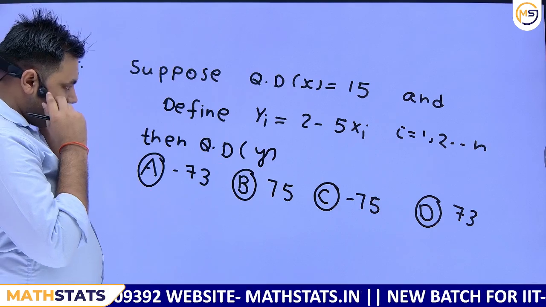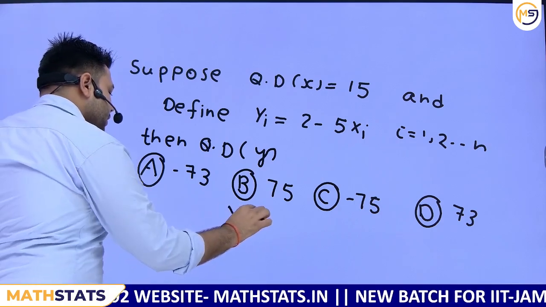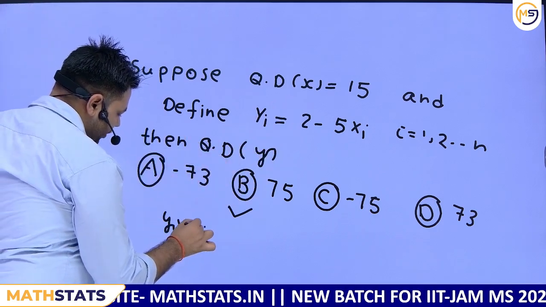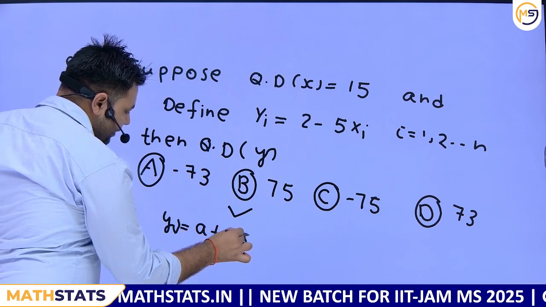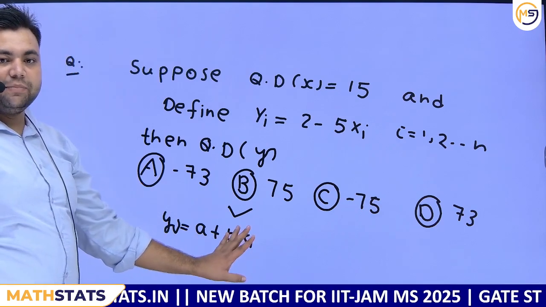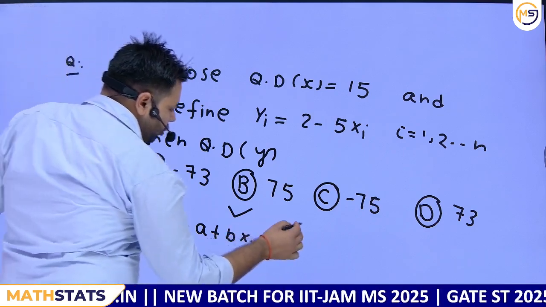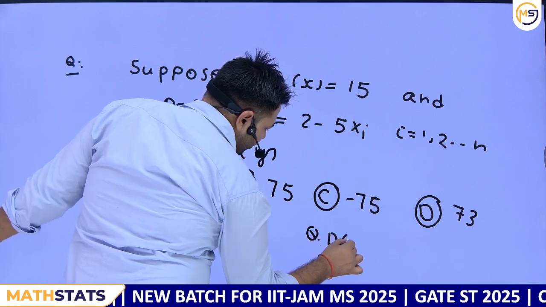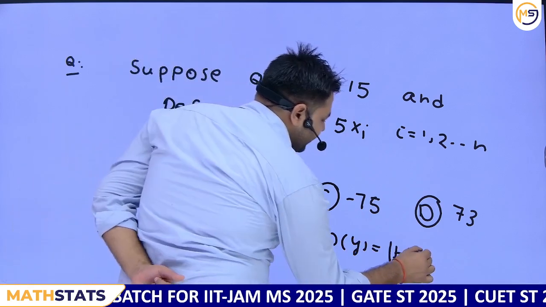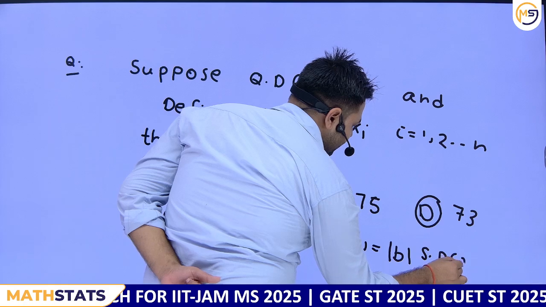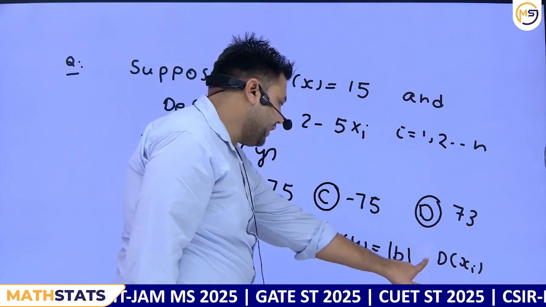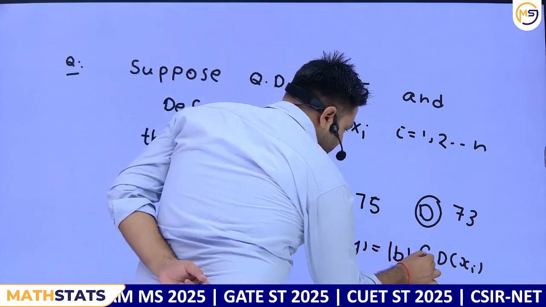Option B, 75. So you can easily apply the formula. If yi equal to a plus bxi, this b is any real number, negative or positive. So your QD of y equal to mod of b into QD of xi.